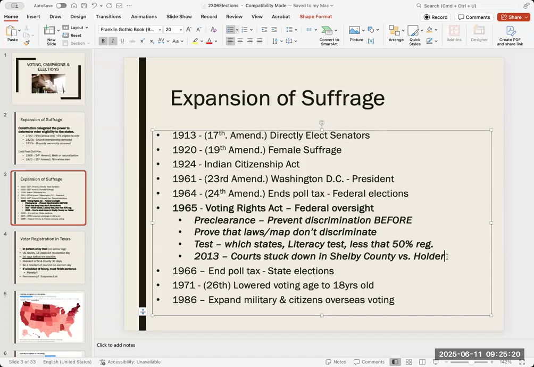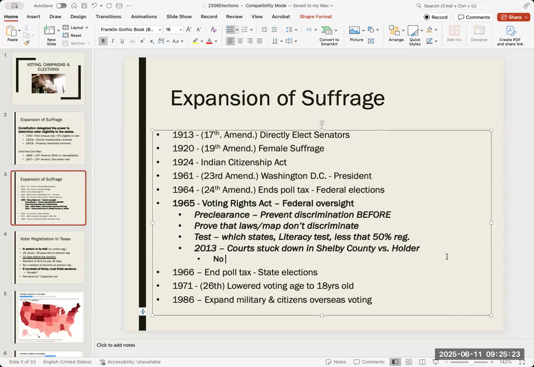So basically now, after Shelby County, no state is under pre-clearance. So what that means is states don't have to prove that their laws don't discriminate, their maps don't discriminate. It's basically up to civil rights groups to challenge them in court. And currently that's happening. Basically, the Texas maps that were passed in 2021 have been challenged as discriminatory, as watering down the power of African Americans to elect representatives from their district, and some Hispanic groups also joined that cause as well.